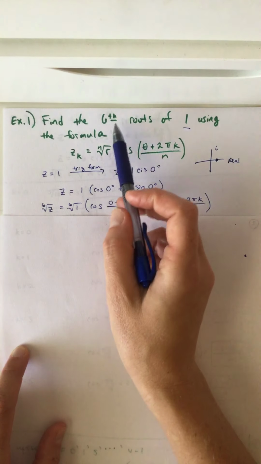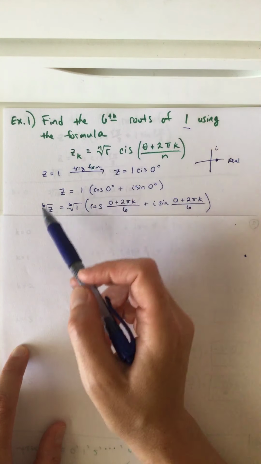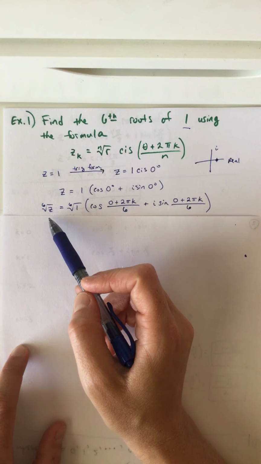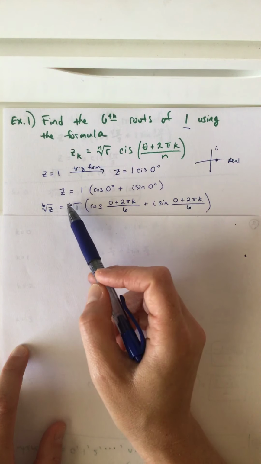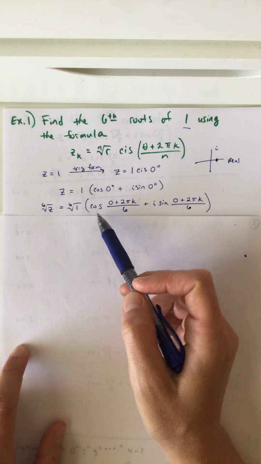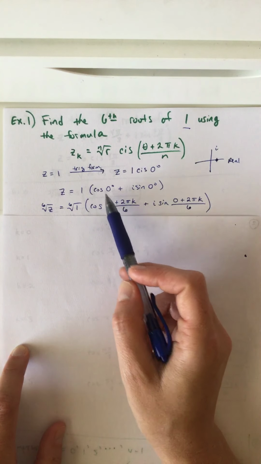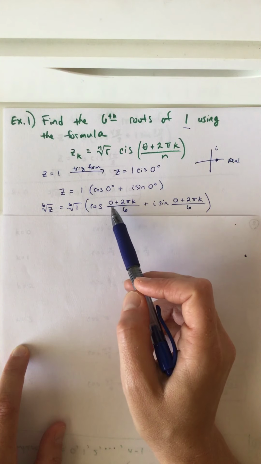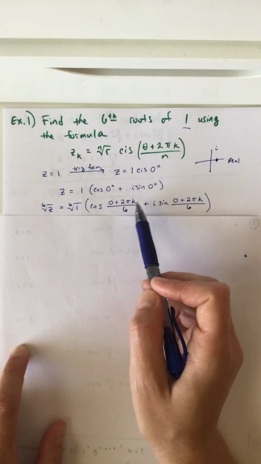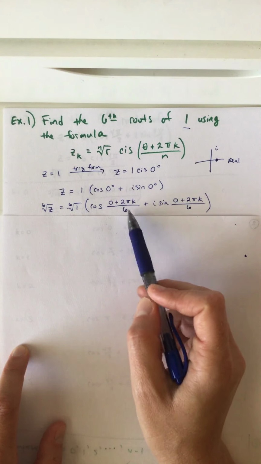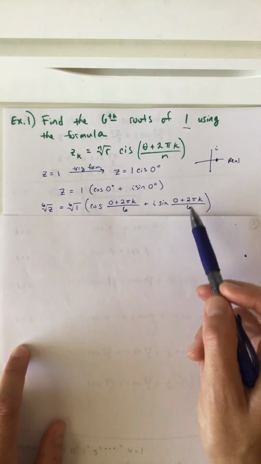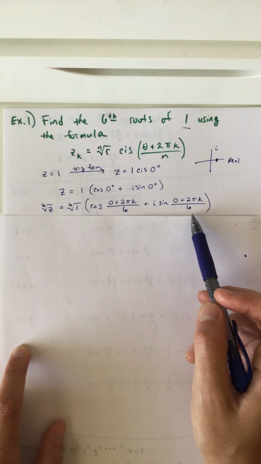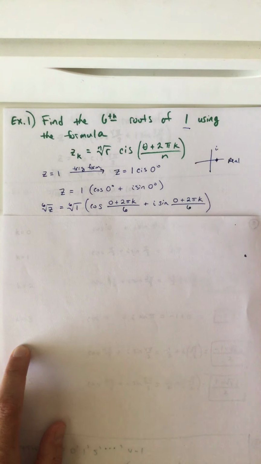So our goal here again is to find the sixth roots of the number. Using the formula, that would be the sixth root of 1 times cosine of the angle, in this case our angle is 0, plus 2 pi k all over n, and in this case n is 6. And we just repeat that expression over here with the i sine of the angle part.